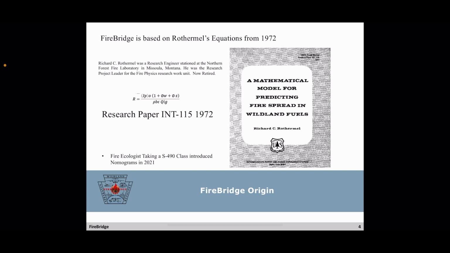But how I came into possession of this was from a former co-worker at my district office. She was a fire ecologist taking an S-490 class who had later transferred to the Cibola National Forest down in New Mexico. And she introduced me to nomograms. And I have to admit that when she did that, I at first thought to myself, you've got to be kidding me. We've known how to determine thermal intensity of a fire for 50 plus years, and nobody's put it together. So this is the origins, and we're going to get into how to put it together in a second here. But these are the origins right here.